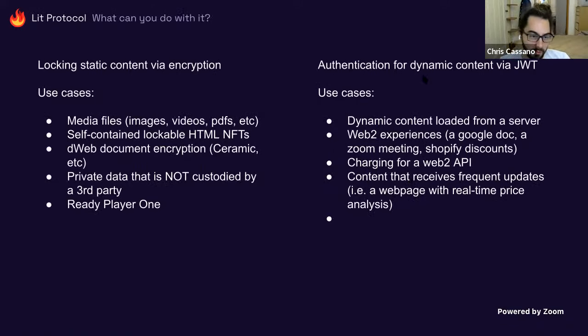So what can you do with it? There's basically two main things you can do with it, two main paths of usage. One is for locking static content via encryption, and another one is authentication for dynamic content via the JWT.